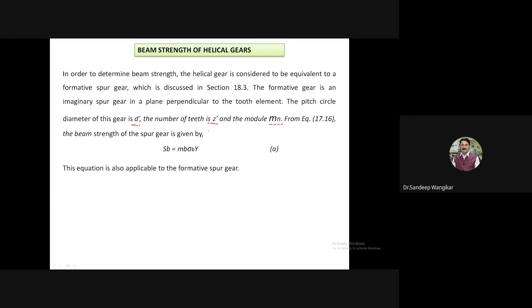Then we have already discussed the relation for this gear: the virtual number of teeth z dash is equal to z divided by cos cube of psi. This equation we have discussed. The beam strength of spur gear is given by the formula SB is equal to m b sigma B into Y.